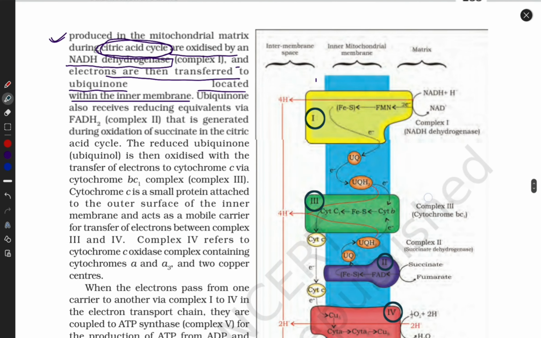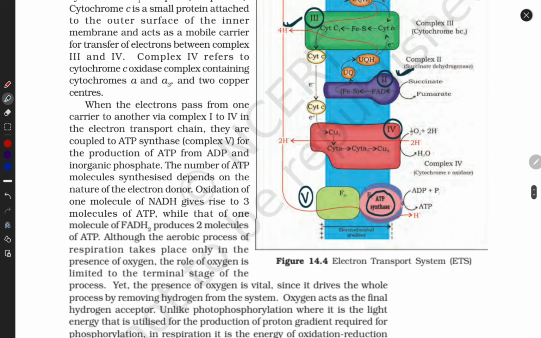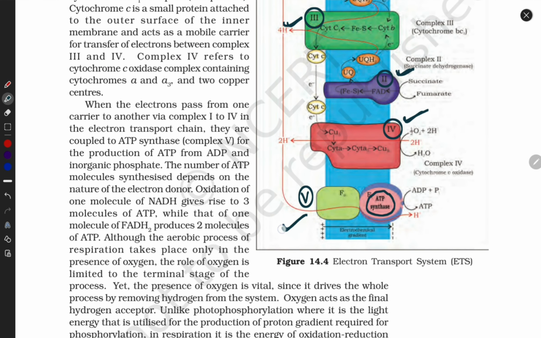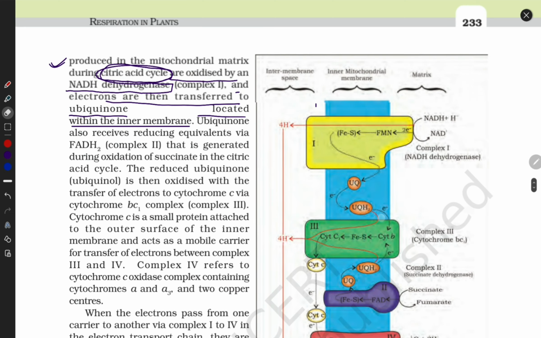This is complex 1. This is complex 2, here, not here. This is complex 3. This is complex 4. This is complex 5. Now everything is clear. I'm removing it now. Now, what happened in complex 1?